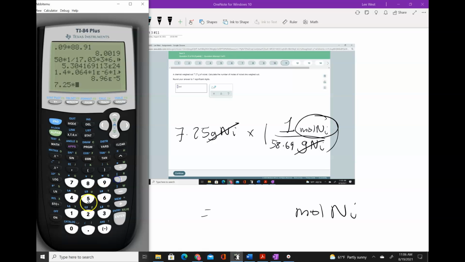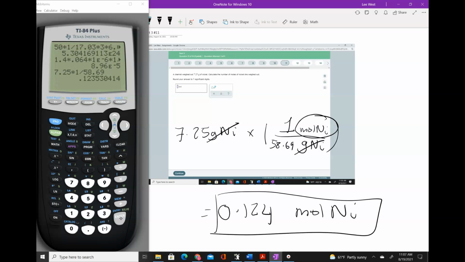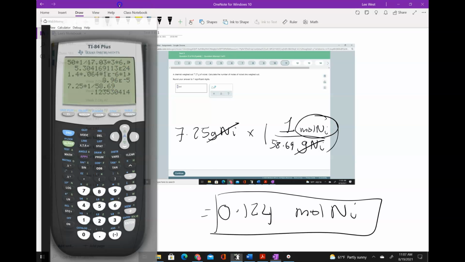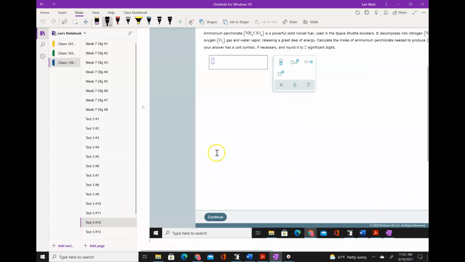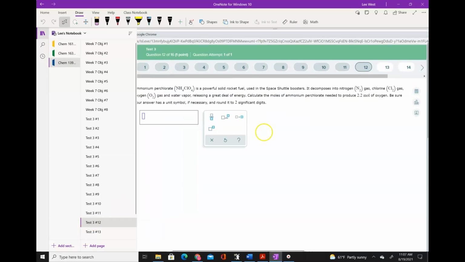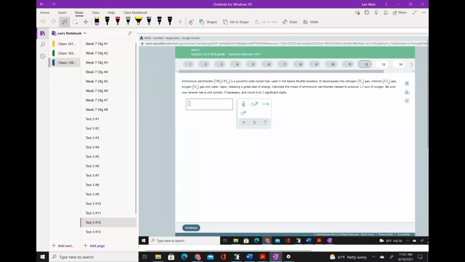So that's it. 7.25 times 1 over 58.69. It should be less than a mole, right? Because we don't have a mole. So there we go. 0.124 moles. All right, a little over 1/10 of a mole makes perfect sense. We're getting close, aren't we?